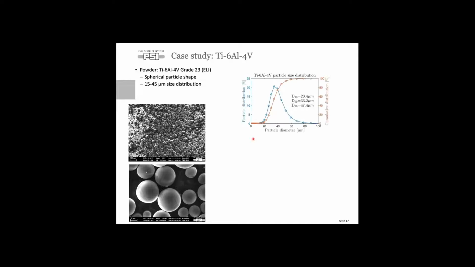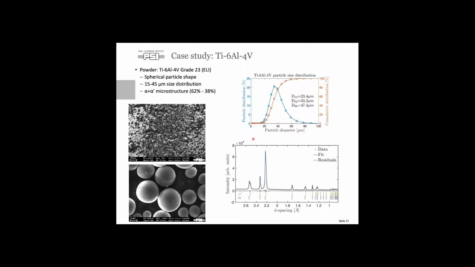So here I'll show you the powder. We have the nice spherical particle shape, which is very important for good powder flow in our powder beds. The particle size distribution is a typical one, 20 to about 60, 70 micrometer. And here we did some X-ray diffraction before printing and did a refinement of that, and we find that we have about 60–40% alpha prime phase in this material. So we do not have beta phase to start with.